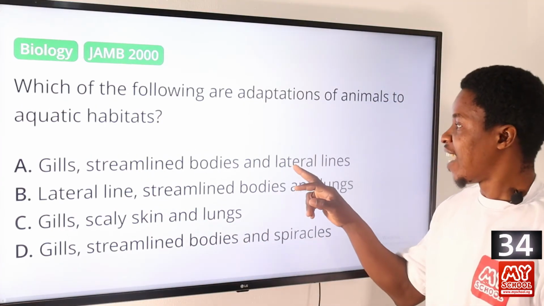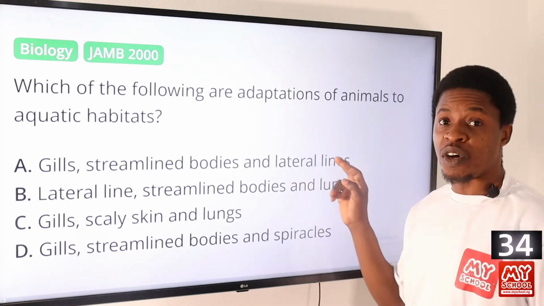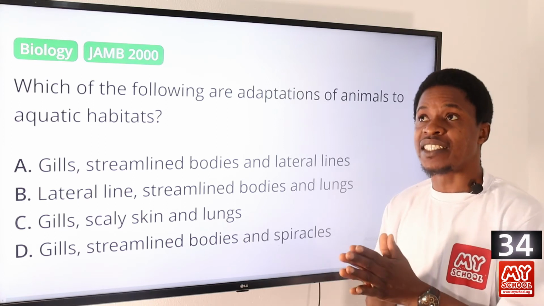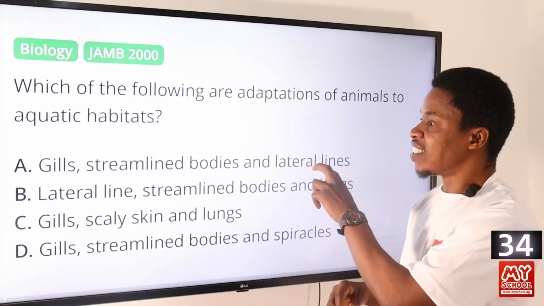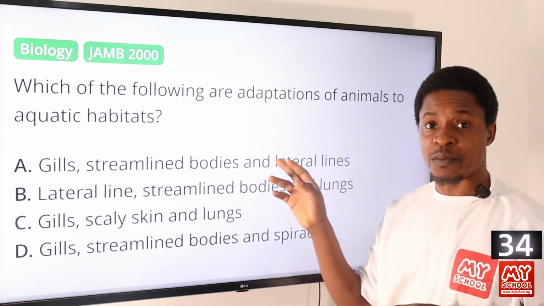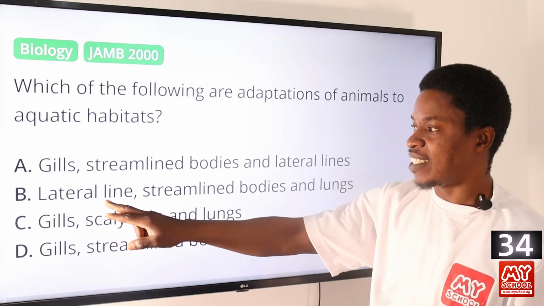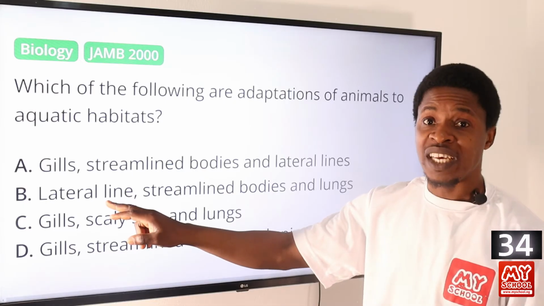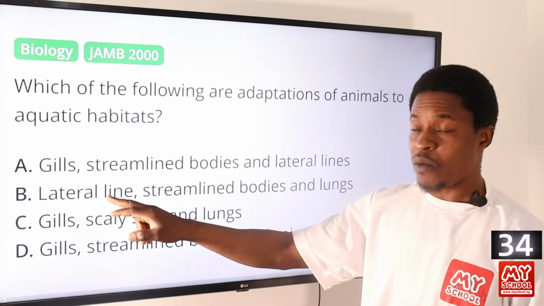And then we talk about lateral lines. Lateral lines are networks of sensory organs that help fishes to sense vibrations in the water. They sense pressure in the water that is present there. So this is actually used for adaptation. We have explained what the three of them do. Then option B, we have lateral lines. Like we said, it helps the fish to sense vibrations, pressure changes and movement in the water. That is adaptive for aquatic organisms.